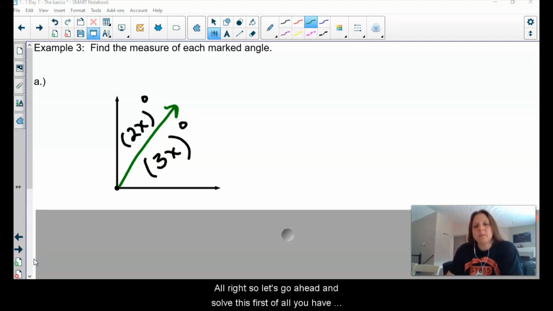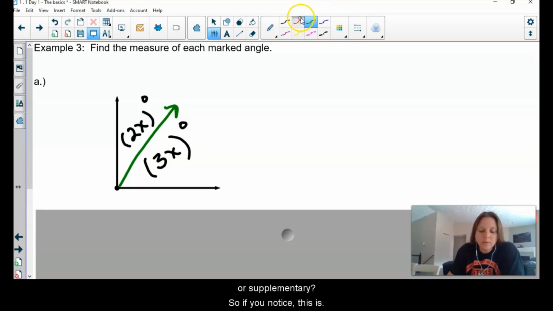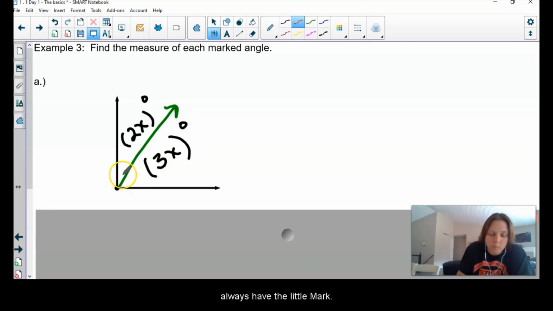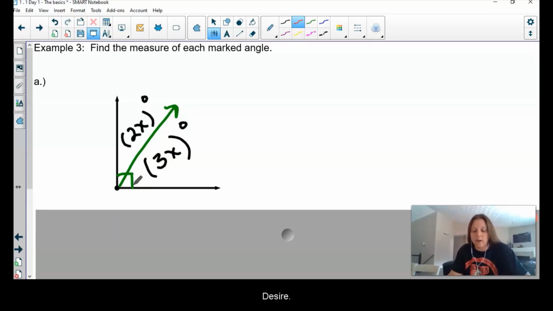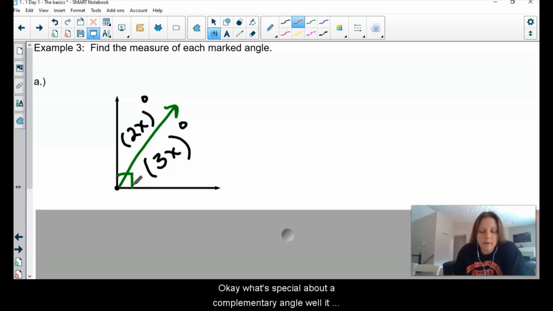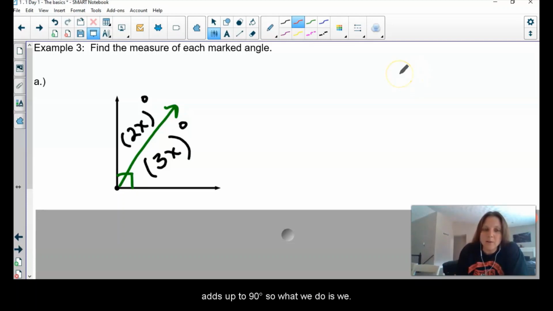First of all, you have to decide, is this a complementary set of angles or supplementary? So if you notice, this is a right angle. You can assume it's a right angle. In the book, it won't always have the little mark, but feel free to add that mark in if you desire. Okay, what's special about a complementary angle? Well, it adds up to 90 degrees.